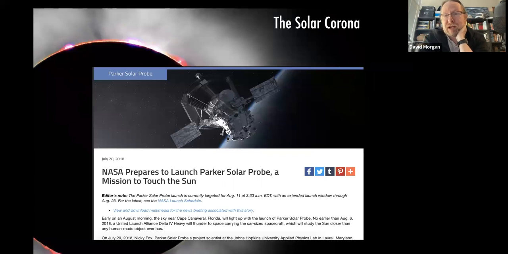And the job of the Parker Solar Probe is to measure the properties of the corona and try to get a better understanding of the coronal heating and why the corona of the sun is so hot.